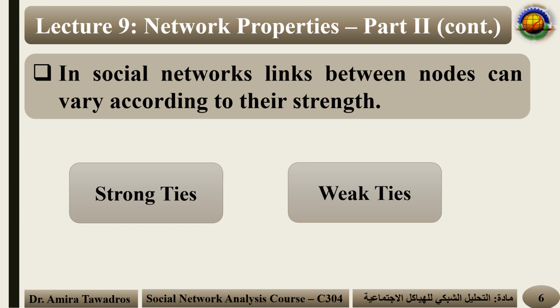Are there strong ties and weak ties in social networks? We will see. As you know, in real social systems, social ties that link people together can vary according to their strengths. In a friendship network, for instance, the strength of friendship varies from one pair of friends to another. The same concept applies to trust networks and many other real social networks. In the terminology of social network analysis, we can say that links between nodes can also vary according to their strengths.